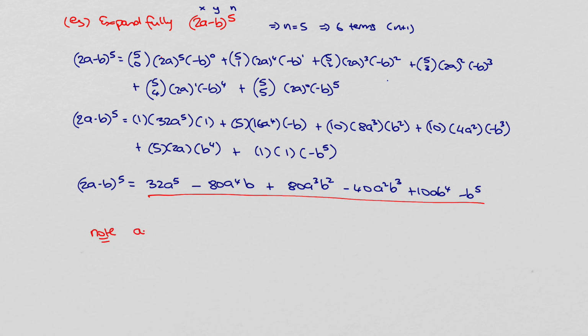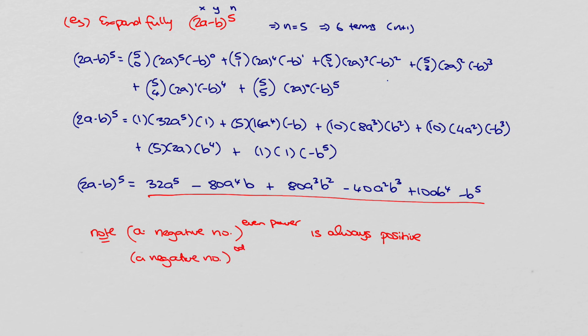A negative number to an even power is always positive, and a negative number to an odd power is always negative. Okay, so let's have a look at some notes.